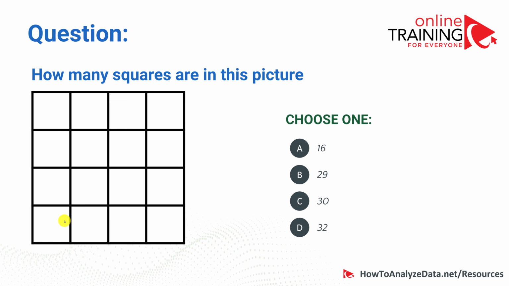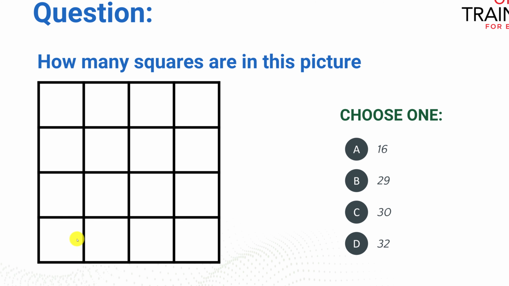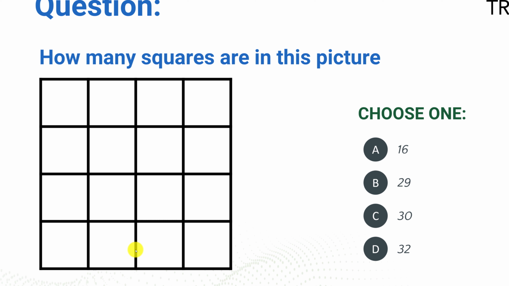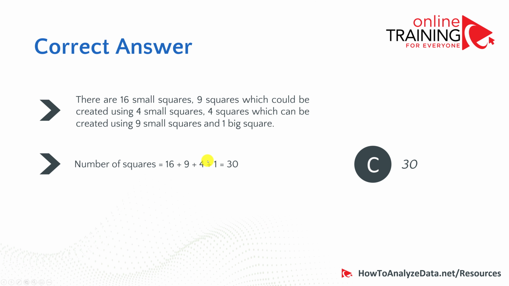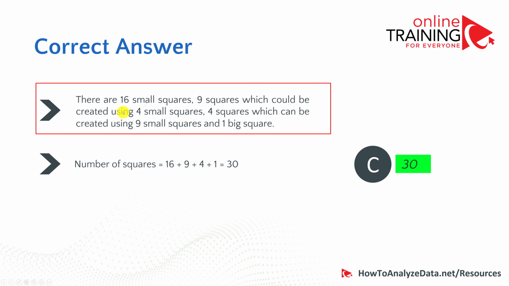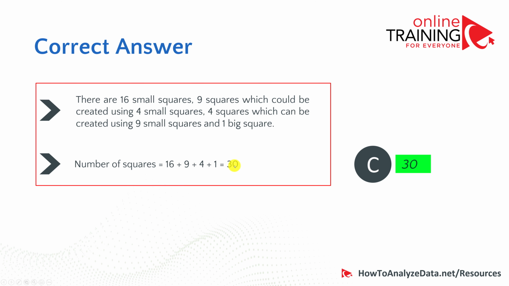The confusion part of this question comes with the fact that squares are not only the small squares that's shown in the picture. So if you do only small squares, the answer would be 16. But you can have this area as a square, you can have this area as a square, and large area is also a square. So once you calculate all of those, you will get to the correct answer. And the correct answer is 30, because there are 16 small squares, 9 squares which would be created using 4 small squares, 4 squares which can be created using 9 small squares, and 1 big square. So that's how we come out with the answer 30.